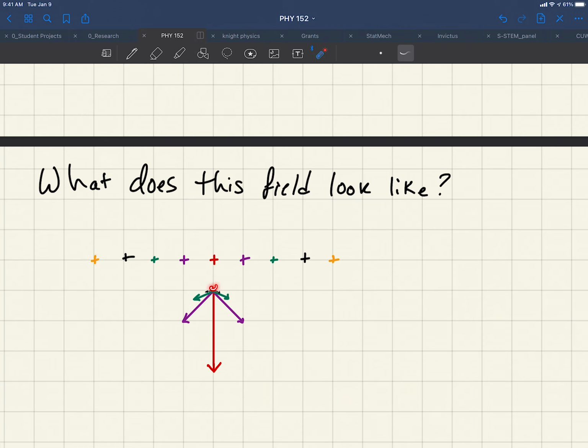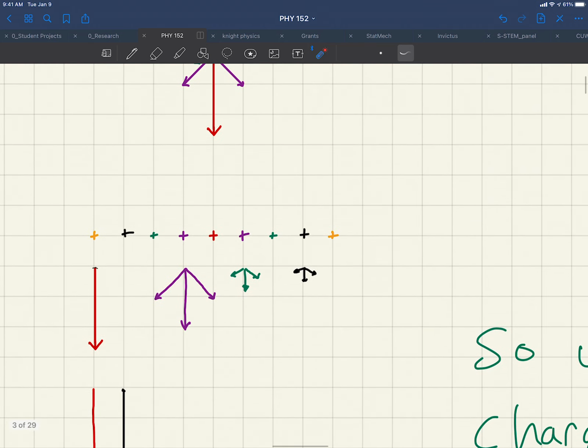But you can already see that they're starting to have vanishingly small contribution there. So now the question is, what does the electric field look like at that location? Well, it looks like whatever you get when you add up all of those vectors. So let's do that carefully.